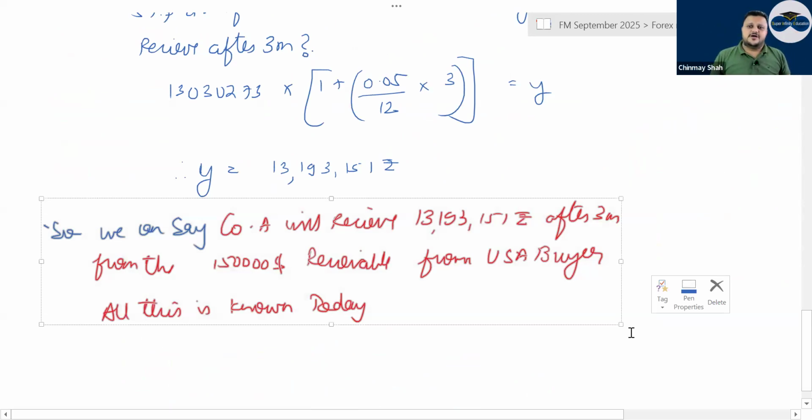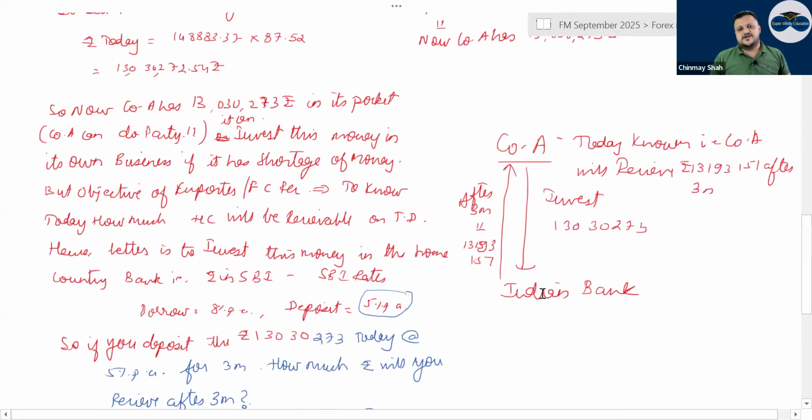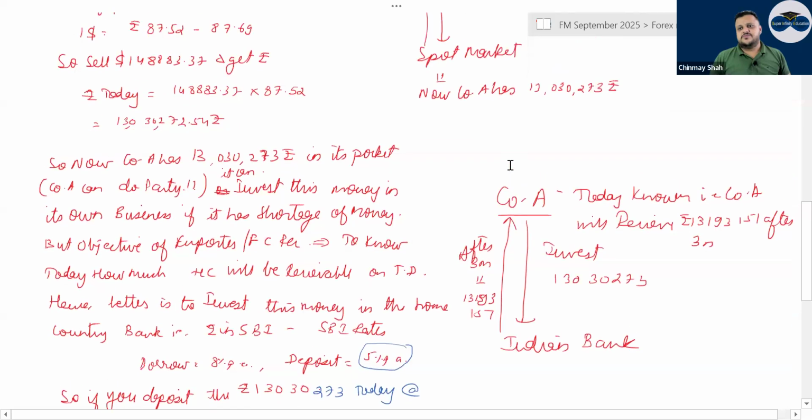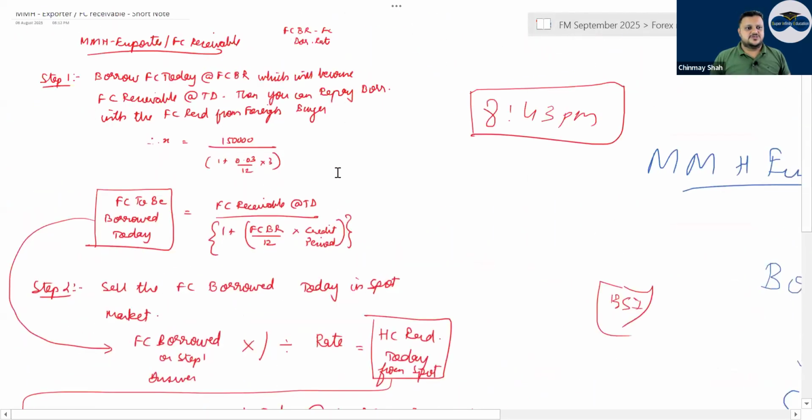So here you find the future value of the amount that you invest today, right? 150,000 receivable from the USA buyer. All this is known today. So have a look: you invest it, and after 3 months you get this much money. Correct or not? So your transaction is fully covered. In short, this is it.